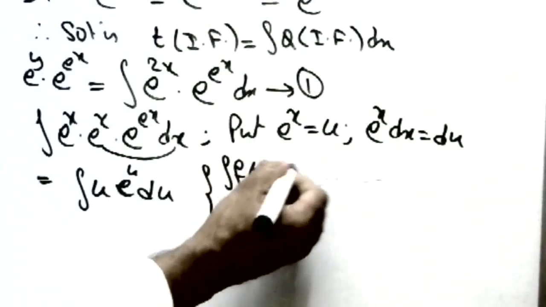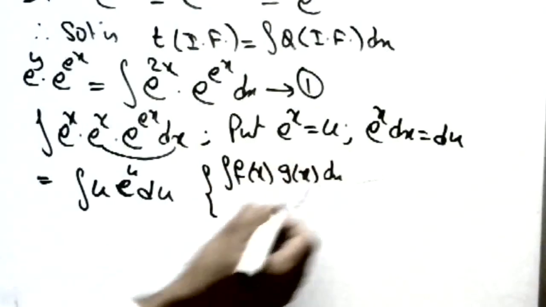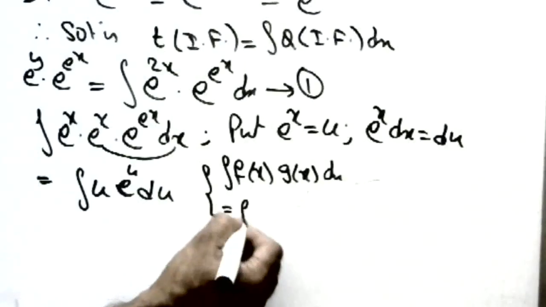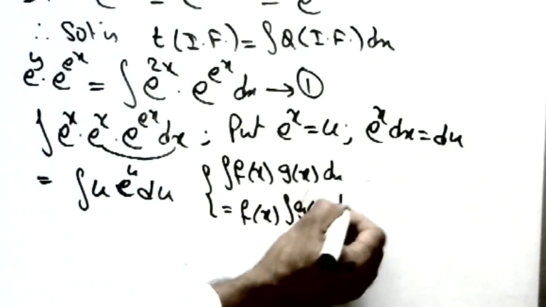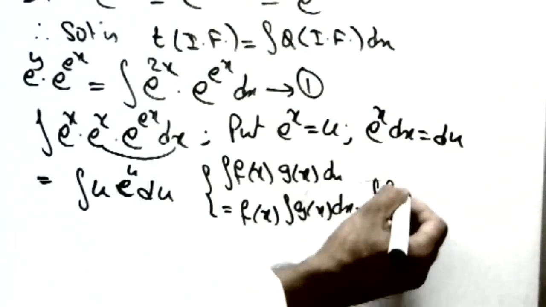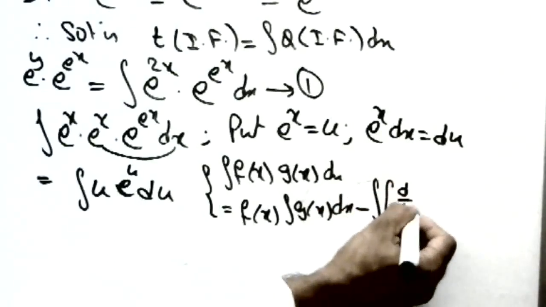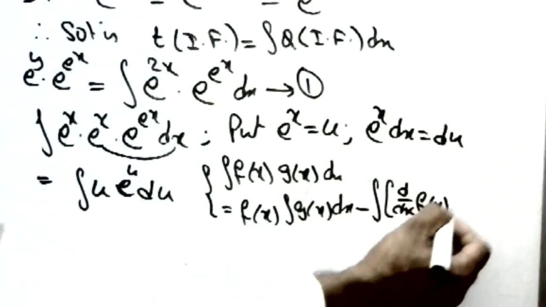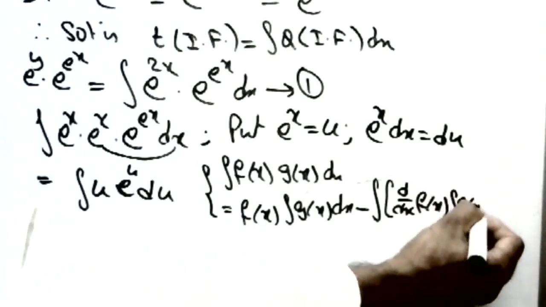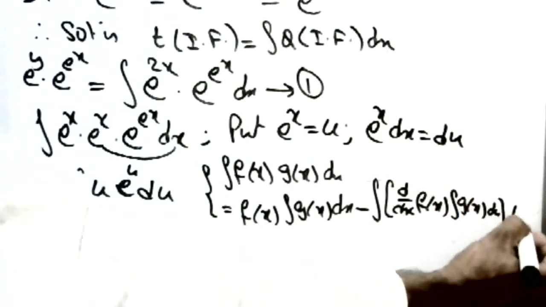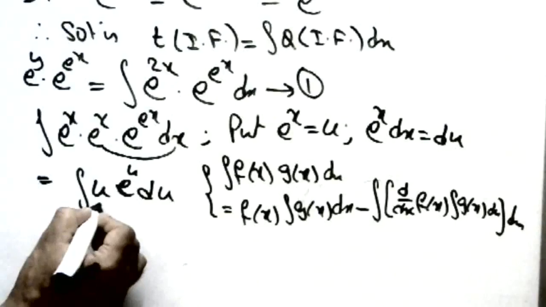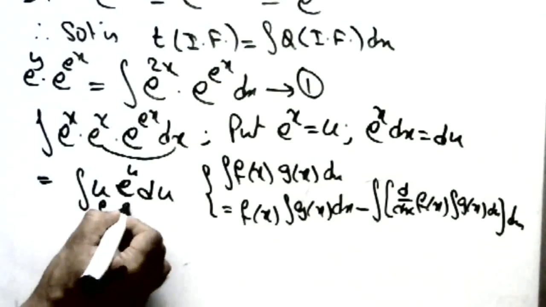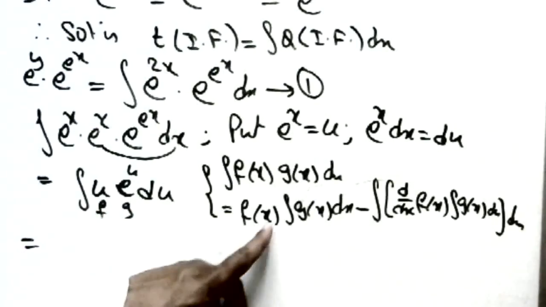This is the formula for integration by parts: integration of f of x into g of x. We have to use this formula. It is f of x integration of g of x dx, minus whole integration of d by dx of f of x, integration of g of x dx, whole dx. This question is based on this formula. So let me continue. See here, we must feel that this is the function f and this is g.